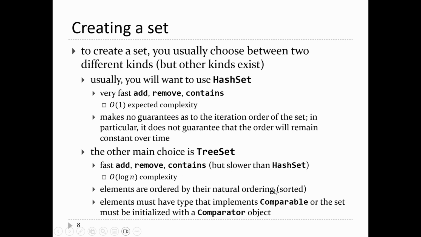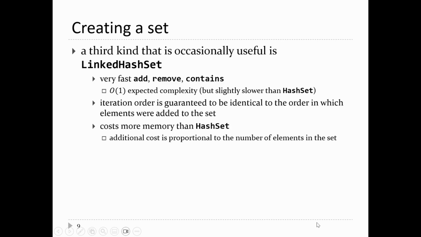Okay, so in a tree set, your elements are in sorted order. There is a third kind of set that is occasionally useful. It's called a linked hash set. A linked hash set is almost as fast as a hash set, so it has the same complexity. In practice, it runs very slightly slower than a hash set.